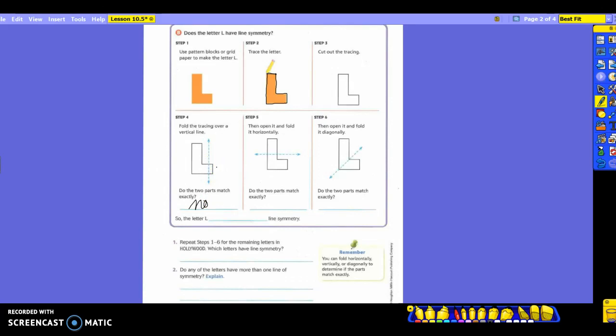On the left side. So now they want to draw a horizontal line. If I folded it from top to bottom, would those two parts match exactly? No. On step 6, they want to do it diagonally, so they're going to take this piece up top and fold it this direction. Are they going to match exactly? No. So what does that tell us about the letter L? It does not have line symmetry.